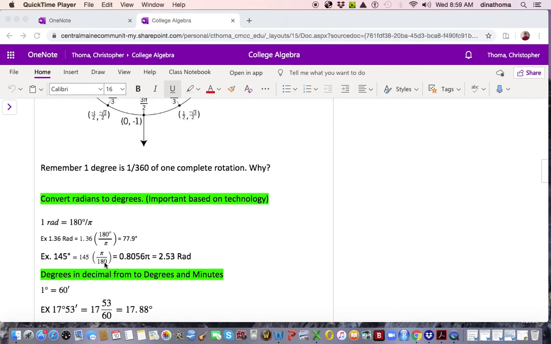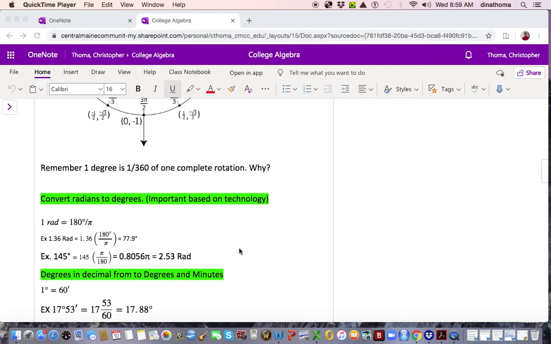So 145 divided by 180 is 0.80555 repeating, so I rounded it to 56. And then I left the pi symbol in. So one answer is 0.8056 pi. If I don't want to leave the pi symbol in, then it's multiplied by pi, and I get 2.53 rads. So this is how you can convert by hand.